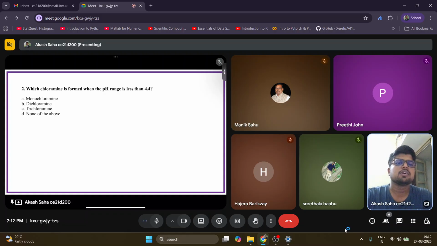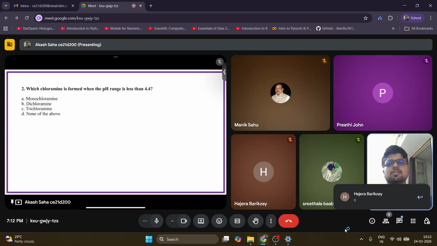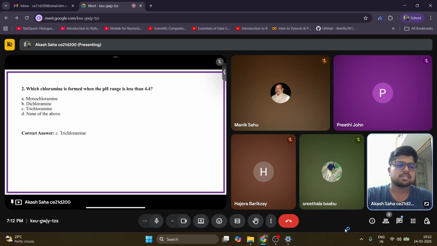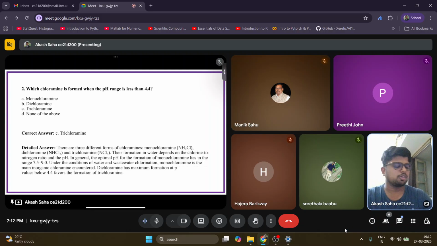So that means the chloramines are forming and the trichloramine have also formed. So you can see that the correct answer would be trichloramine because the pH range is too low. If you see the detailed answer, we will come to know that the optimal pH for the formation of monochloramine lies somewhere between 7.5 to 9, and under these conditions monochloramine is the main inorganic chloramine.